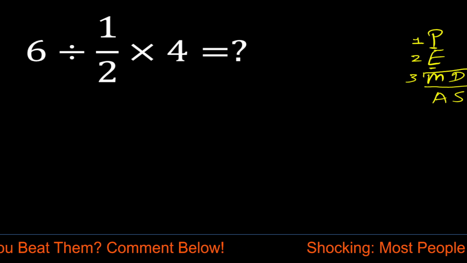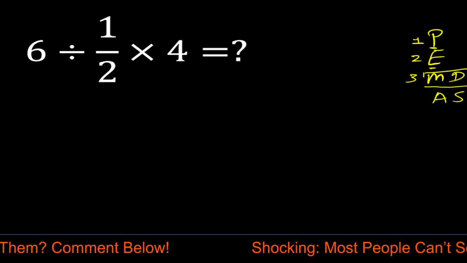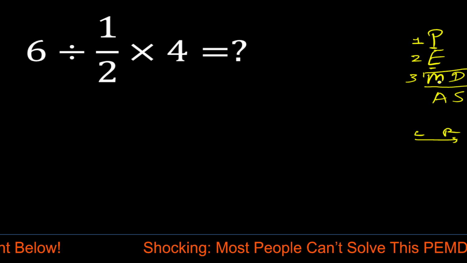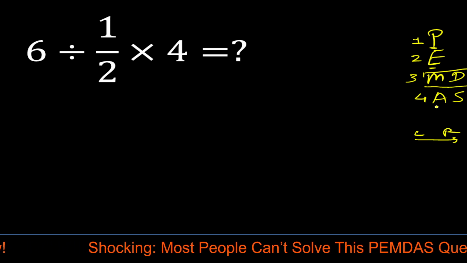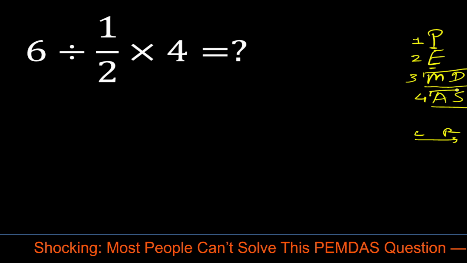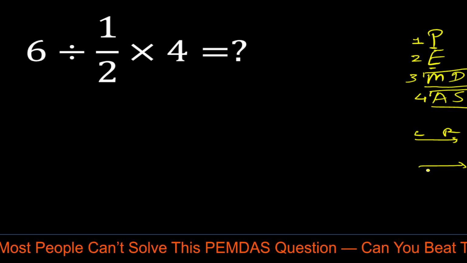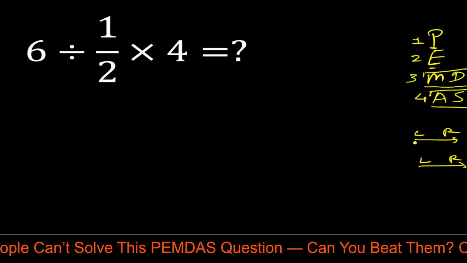division. Here multiplication and division both have equal priority, so we have to solve it from left to right. Then fourth and last priority is addition and subtraction. Also, addition and subtraction both have equal priority, so we have to solve it from left to right.